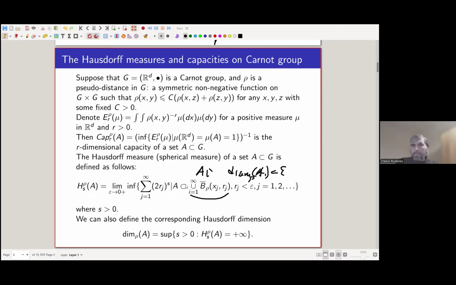Yeah, for me, it doesn't matter today. So I will consider spherical measures, but I will call them the same as Hausdorff measures. And then we can also introduce Hausdorff dimension, so we can study it. And for me, I study the product of Carnot groups.